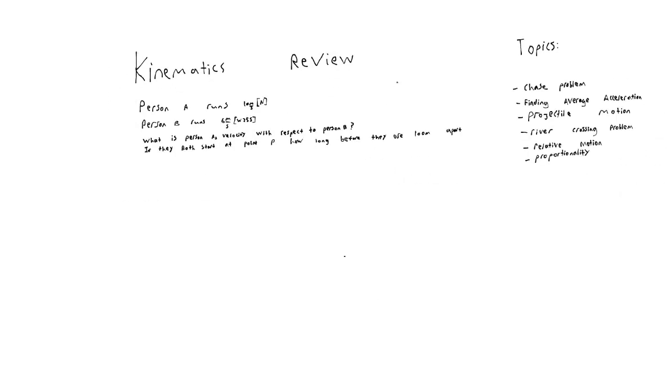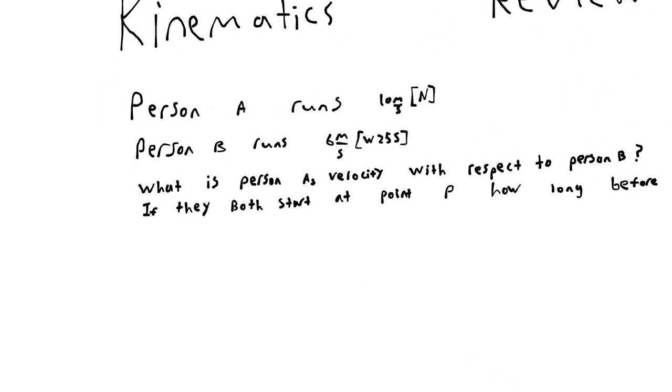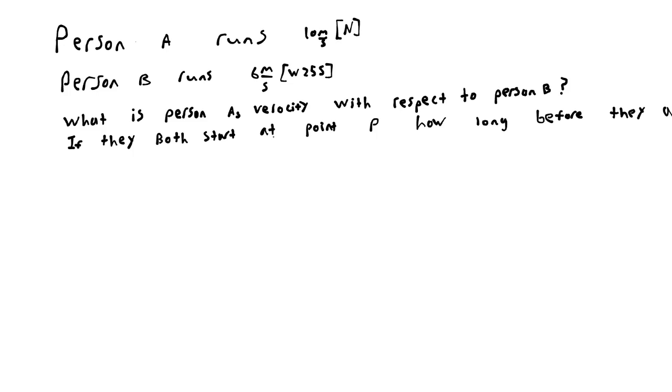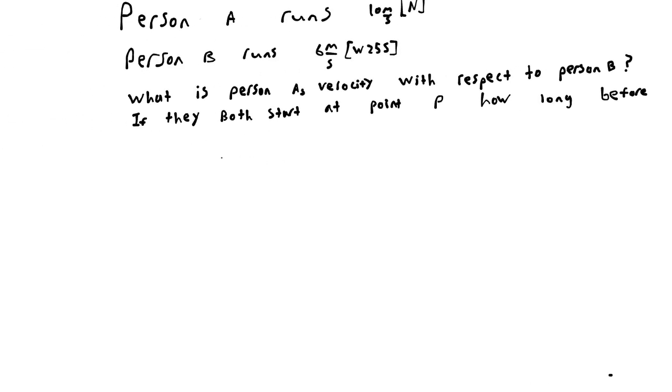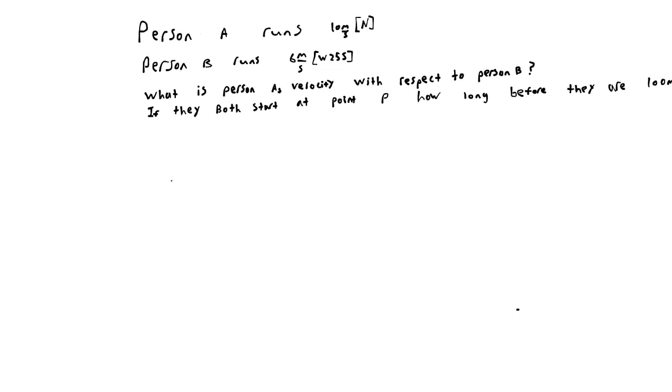So this is a relative motion problem. So here's the problem. Person A runs 10 meters a second north. Person B runs 6 meters a second west, 25 degrees south. What is person A's velocity with respect to person B? If they both start at point P, how long before they are 100 meters apart? So let's do a little drawing of this.